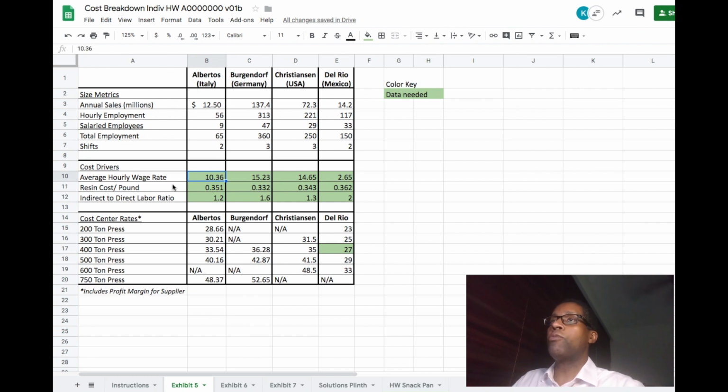We also went through and calculated what the cost drivers were. So average hourly wage rate, the material cost, which in this case is plastic, so it's resin. Is there a relationship between indirect and direct? Typically you'll have more indirect versus direct labor, and then you get your cost center rates.